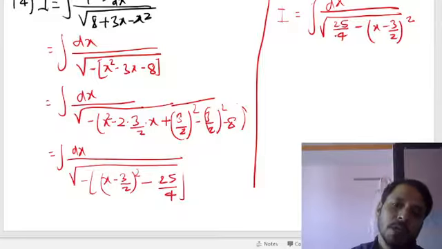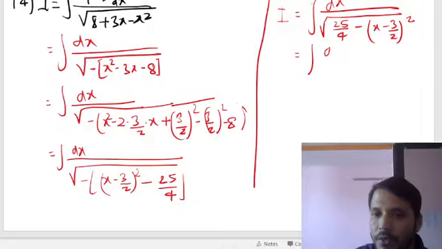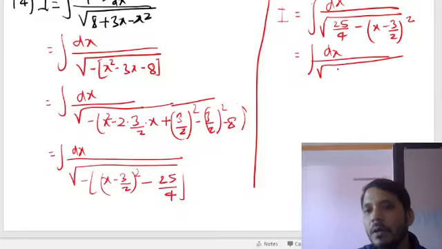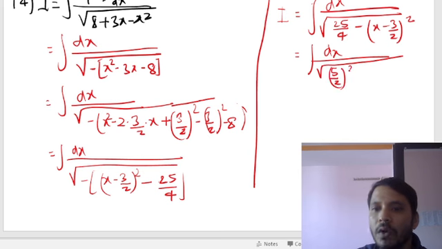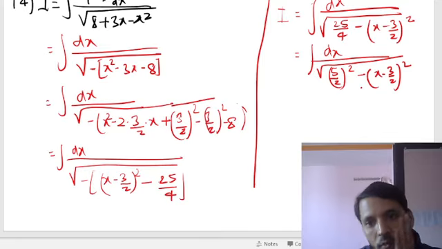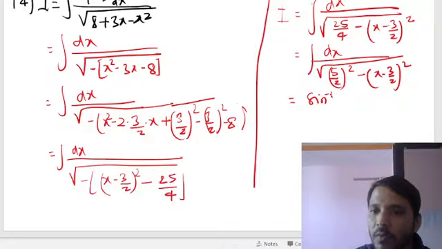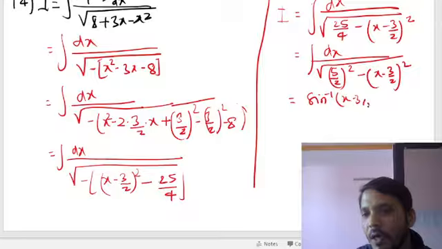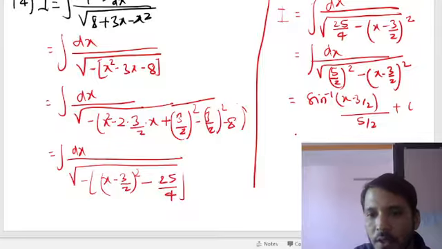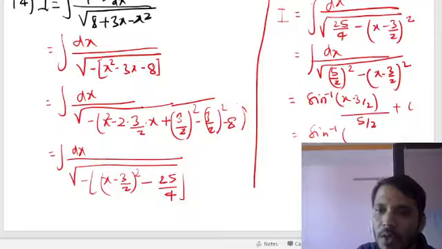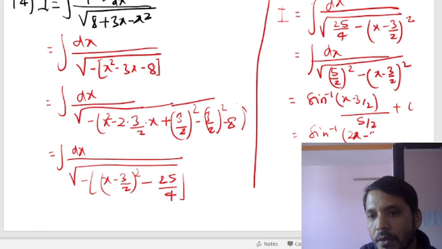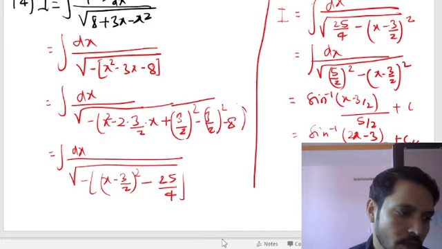Now 25 by 4 is nothing but (5 by 2) whole square, so I will write one more step here: dx divided by the square root of (5 by 2) whole square minus (x minus 3 by 2) whole square. Now which formula is applicable? a square minus x square is there, so it is sine inverse of x, that means x minus 3 by 2, divided by a, which is 5 by 2, plus c. Just take the LCM of the numerator part, and it will become sine inverse of (2x minus 3) divided by 5, plus c, as the 2 will get cancelled. This is the answer of question number 14, right?